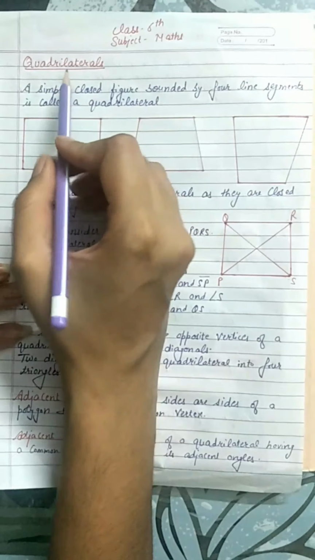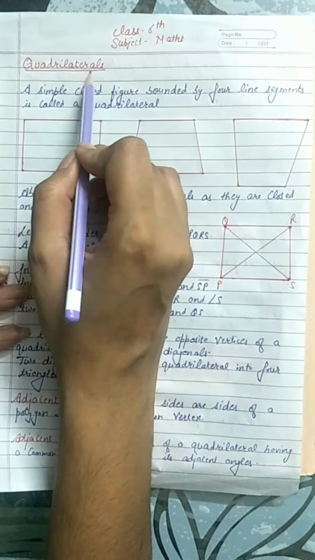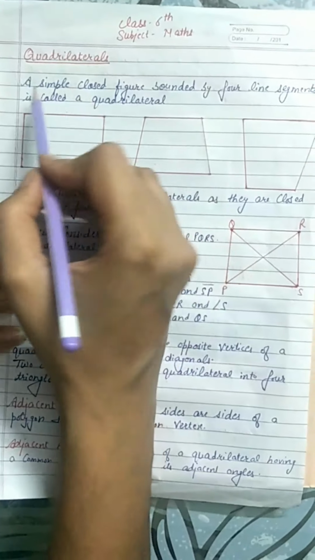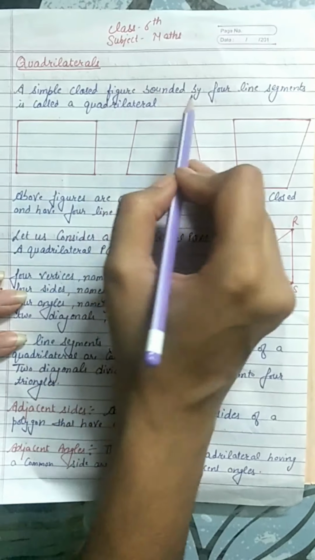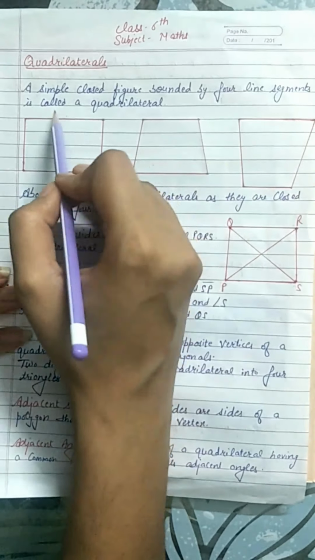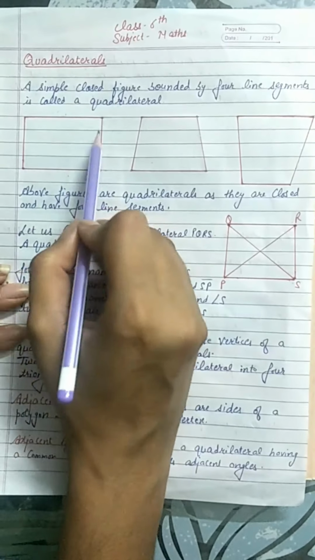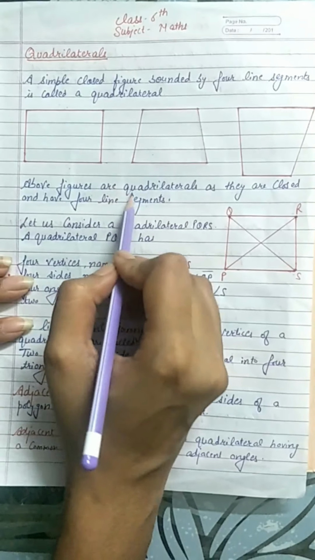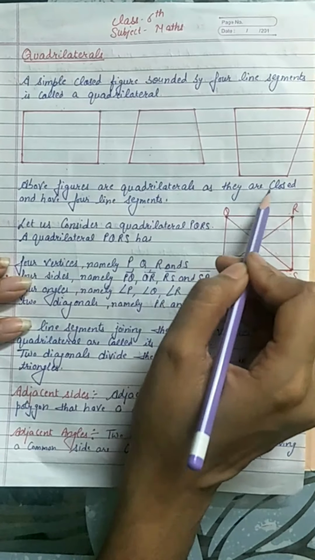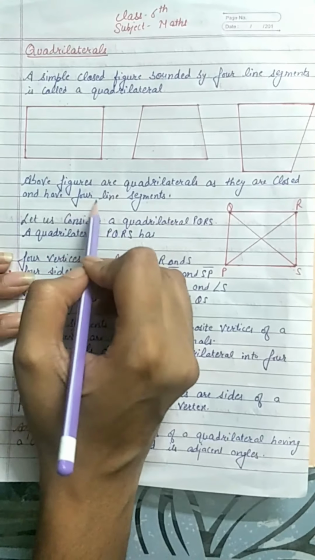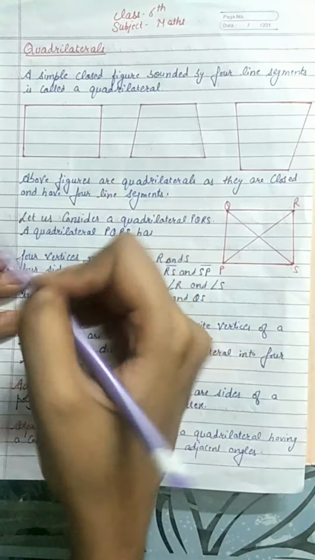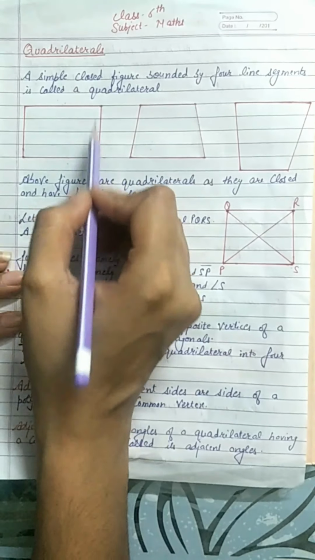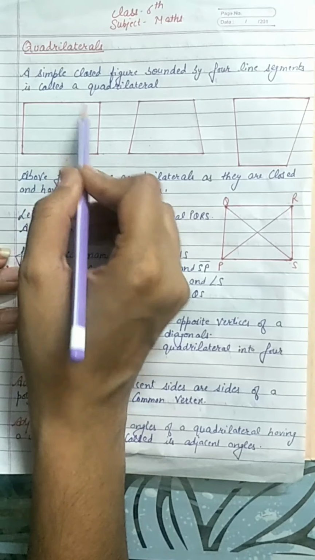Students, today we are going to start a new topic, quadrilaterals. What is a quadrilateral? A simple closed figure bounded by 4 line segments is called a quadrilateral. You can see these figures are all quadrilaterals, as they are closed and have 4 line segments. So a quadrilateral is a closed figure bounded by 4 line segments.